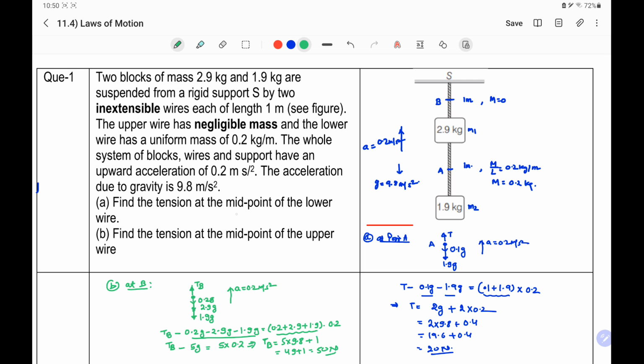Hence the tension at the midpoint of the lower wire is Ta, which is equal to 20 Newton, and the tension at the midpoint of the upper wire, which is Tb, is equal to 50 Newton. This is the answer.